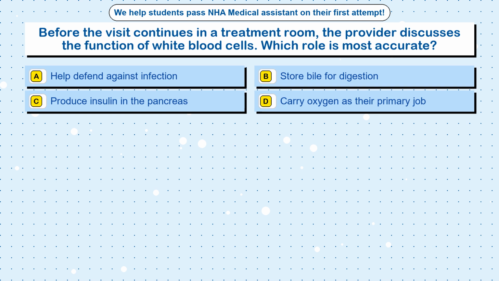Question 52. Before the visit continues in a treatment room, the provider discusses the function of white blood cells. Which role is most accurate? Option A, help defend against infection. Option B, store bile for digestion. Option C, produce insulin in the pancreas. Option D, carry oxygen as their primary job.